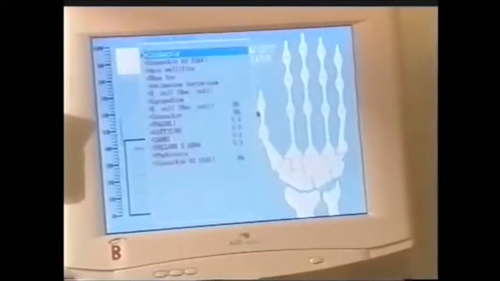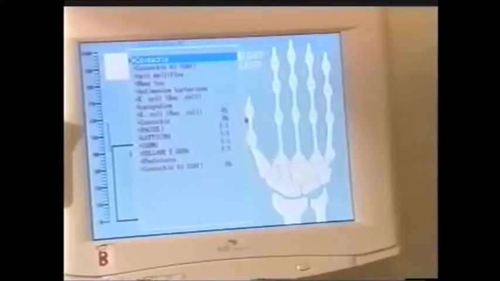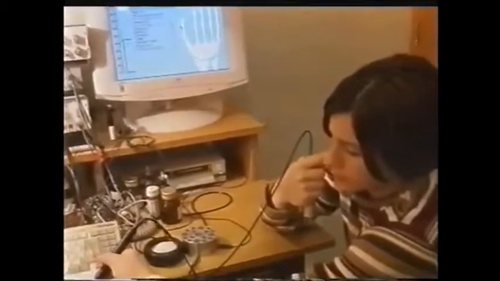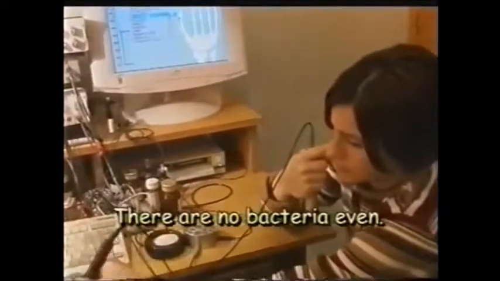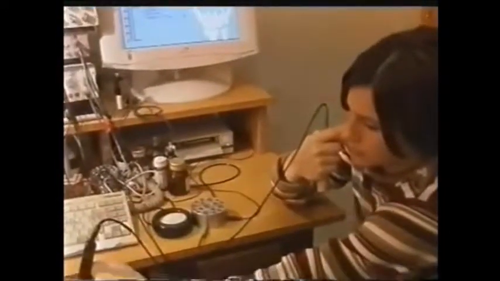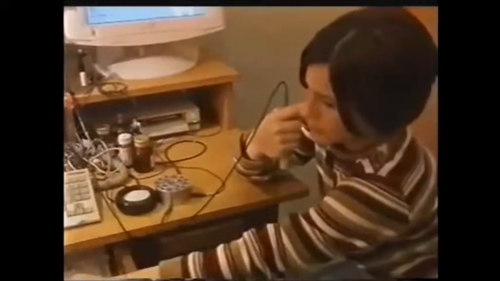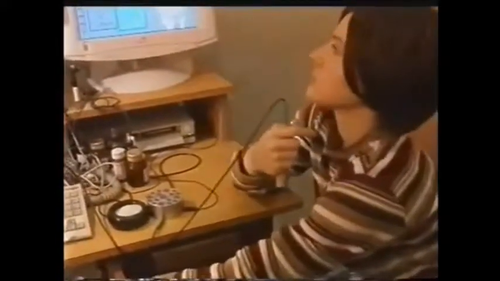Let's see now if we can find any trace of these bacteria. Nothing. There's no trace. Nothing. I could not even prescribe a treatment at the moment because, to all intents and purposes, she's cured.